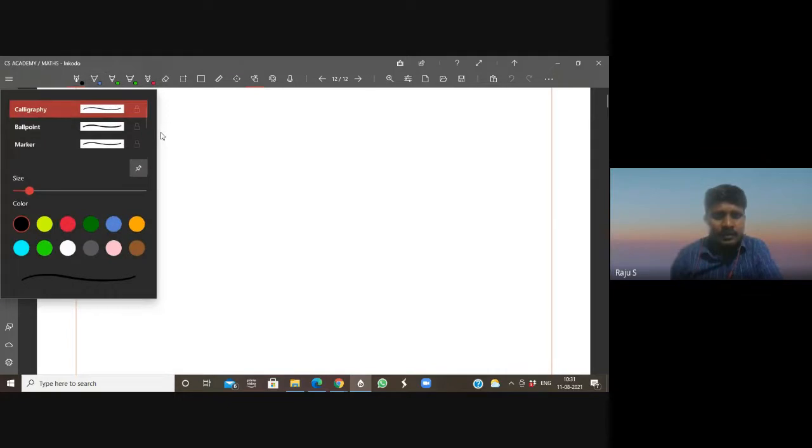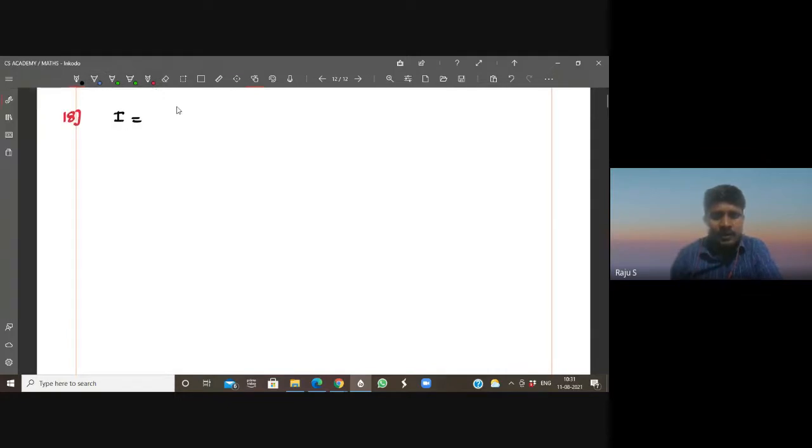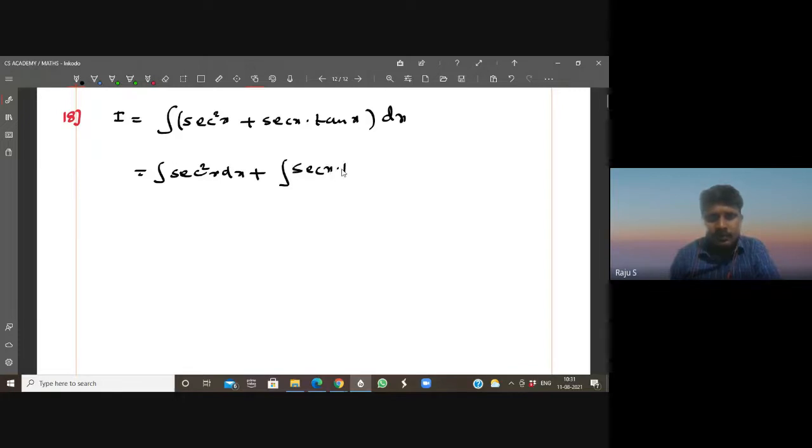The 18th one: when we multiply here, the given integral is secant x into secant square x plus secant x into tan x. These are the direct formulas. Try to write the steps, so you can write separately the integral of secant x tan x dx. So this is clearly tan x. Once you can check this.